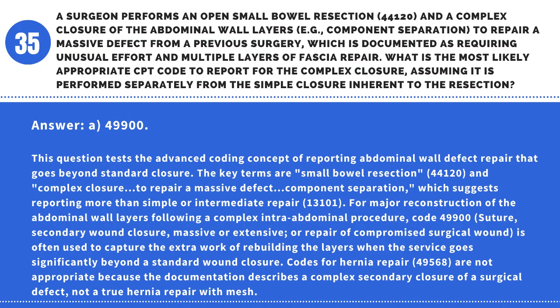For major reconstruction of the abdominal wall layers following a complex intra-abdominal procedure, code 49900, suture, secondary wound closure, massive or extensive, or repair of compromised surgical wound, is often used to capture the extra work of rebuilding the layers when the service goes significantly beyond a standard wound closure. Codes for hernia repair, 49568, are not appropriate because the documentation describes a complex secondary closure of a surgical defect, not a true hernia repair with mesh.